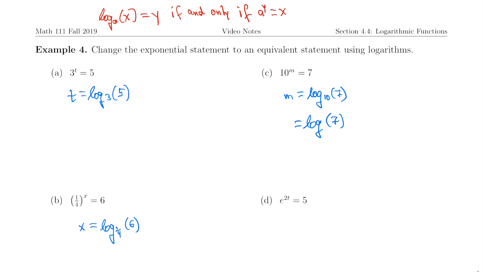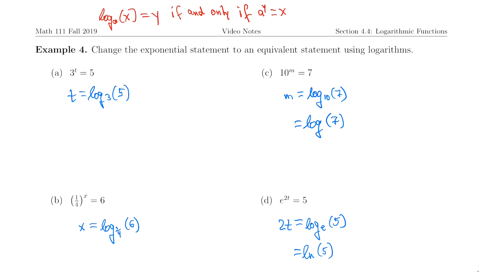Now we have the base e in our next example. So that way we know it will be the natural logarithm. Our exponent in this case is actually 2t. So I'm going to write it out one more time: logarithm to the base e of 5. And we rewrite that as ln of 5. If we were solving for t, we would still divide by 2 at the end, but in this case we are not going to do that. We're just leaving the rewriting of it.